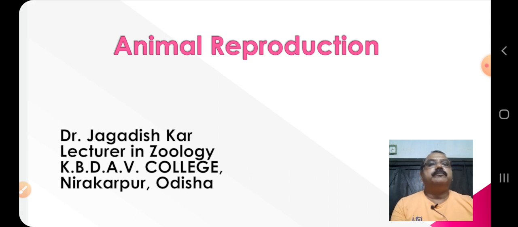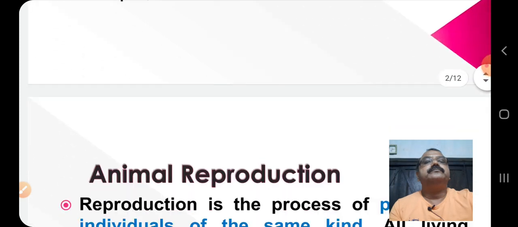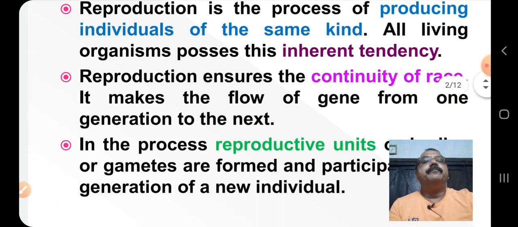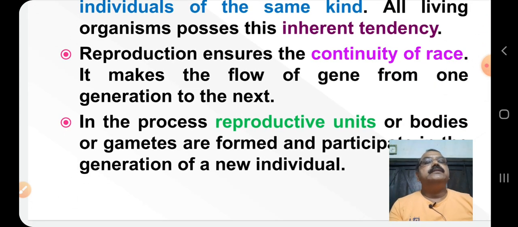Today I am going to discuss about animal reproduction. Friends, reproduction is an important characteristic of all living organisms. All living organisms produce their own kind before their death. It is the inherent tendency of living organisms. It ensures the continuity of their race. It also makes the flow of gene from one generation to another.